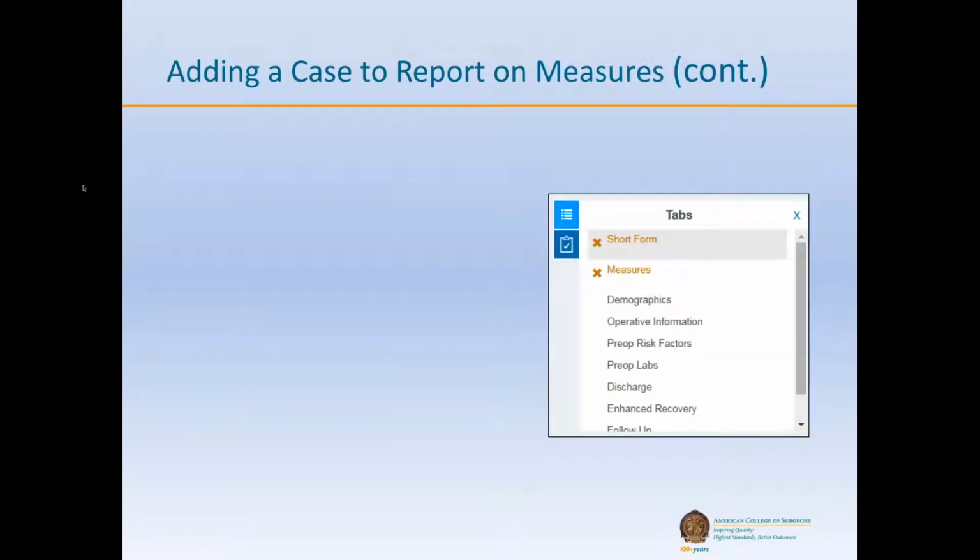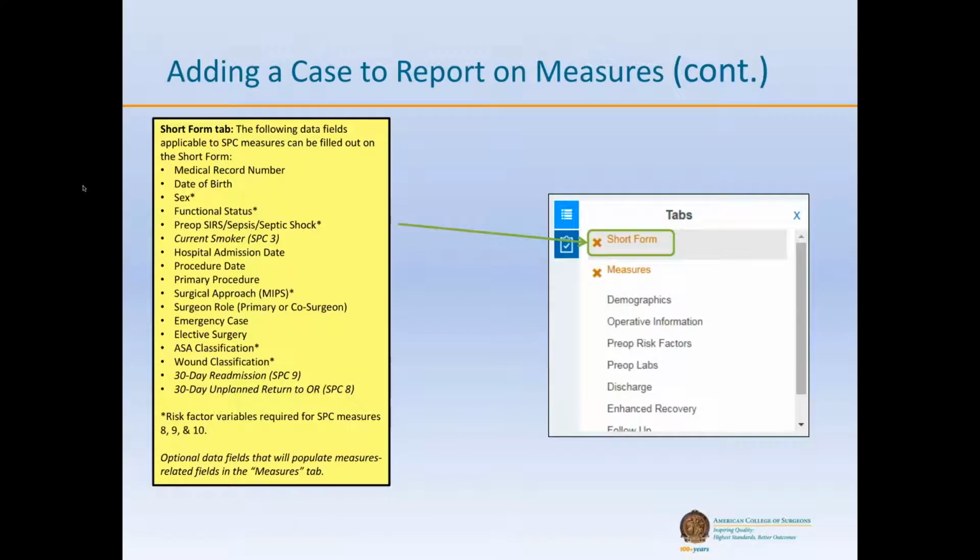And now we'll just go into a little bit of detail about the menu tabs. Most of the data fields that you will have to enter for the phases of care measures can be filled out on the short form. And these fields include medical record number, date of birth, patient sex, functional status, pre-op sepsis, current smoker, hospital admission date, procedure date, primary procedure, surgical approach, MIPS, surgeon role, which must be primary or co-surgeon, emergency case, elective surgery, ASA classification, wound classification, 30-day readmission, and 30-day unplanned return to the OR.